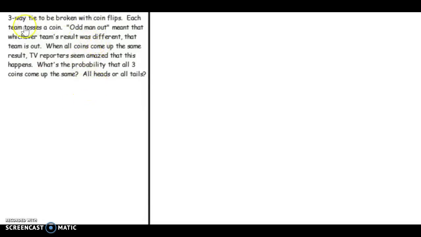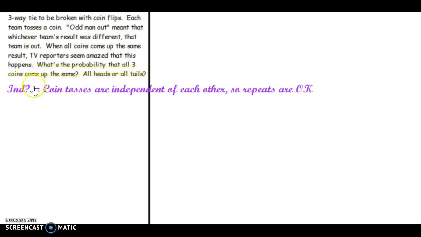Now there's a lot of information there, but we actually want to start off by stating the question or highlighting it and just knowing what the question is. What's the probability that all three coins come up the same, all heads or all tails? That's what our focus is going to be. That's the question that we want to answer with this simulation. So when we run our trials, what we eventually want to do is answer this question based on the results of our trials. Next thing we need to ask ourselves is, are these events independent? So the event that we're looking at is flipping a coin.